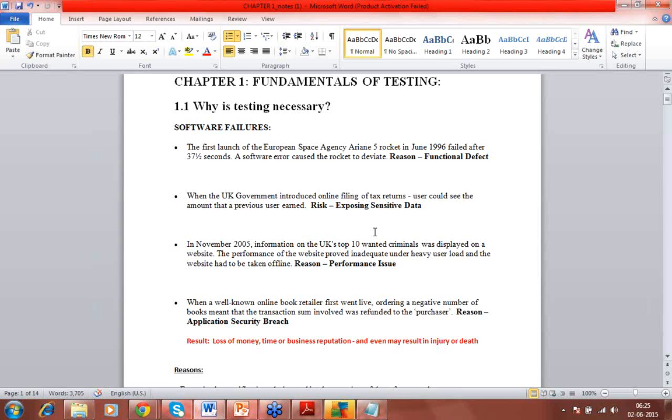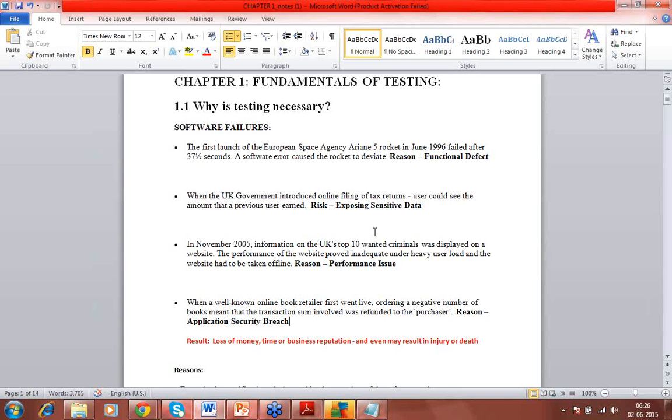And what is the problem with that? The risk is that it is exposing sensitive data. You're actually seeing the previous person's salary details, account number details, and so much information. When they're filing the tax, they give all those details, and you're able to see all the sensitive data of a previous customer who used the UK government's online tax return filing software. So that's again the risk: exposing sensitive data, which is a security problem.